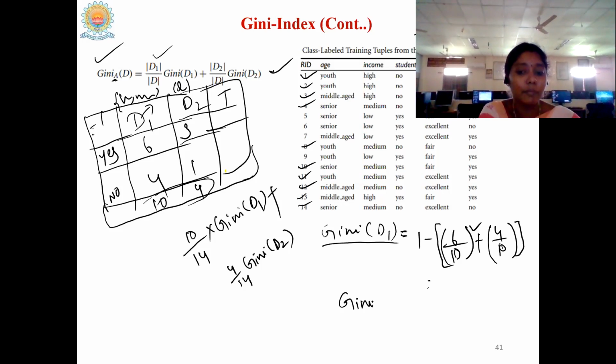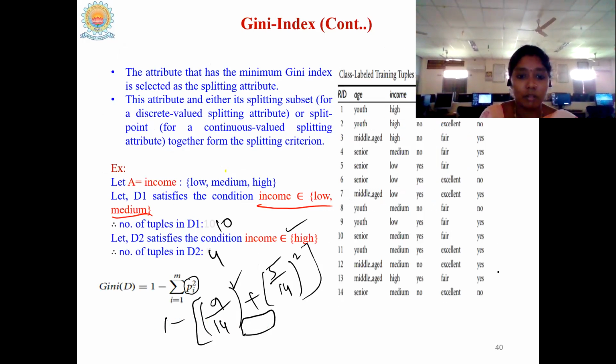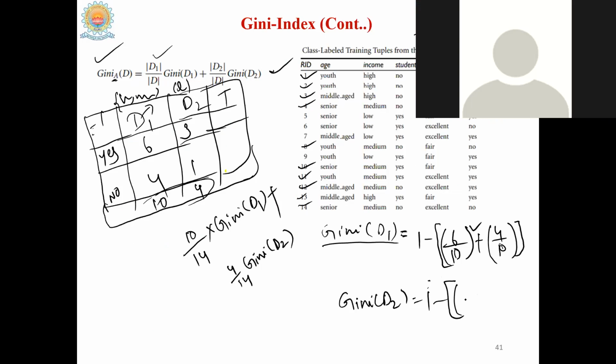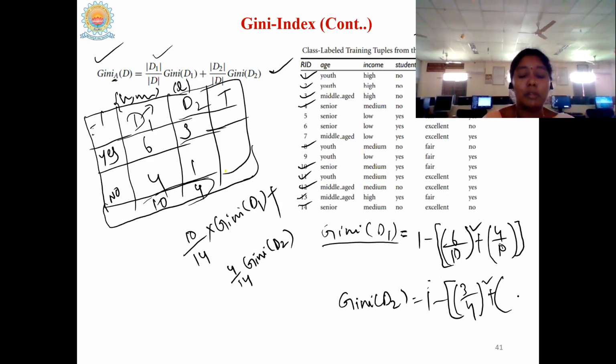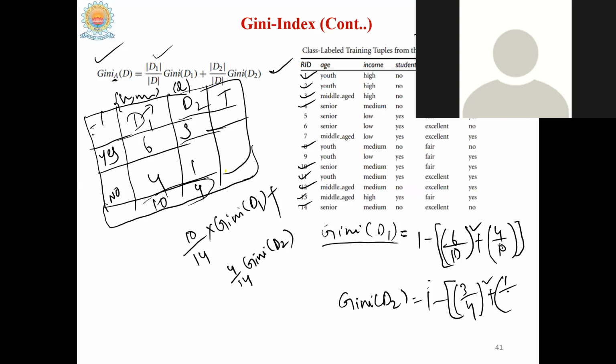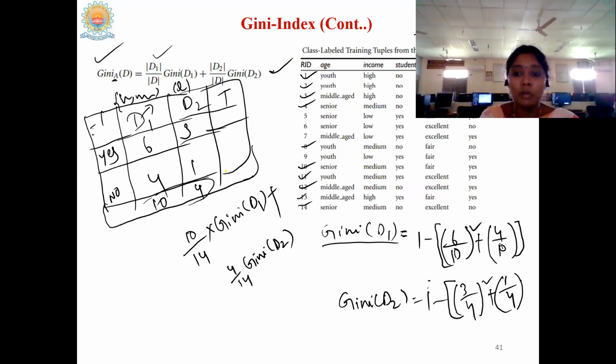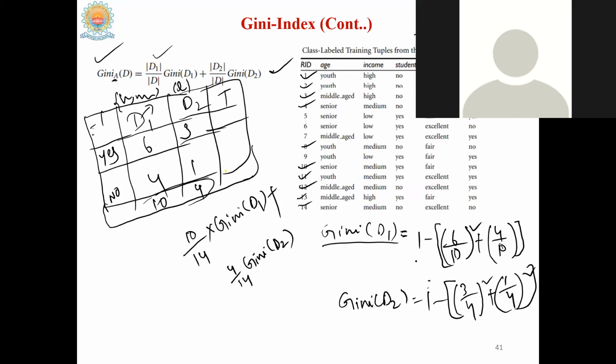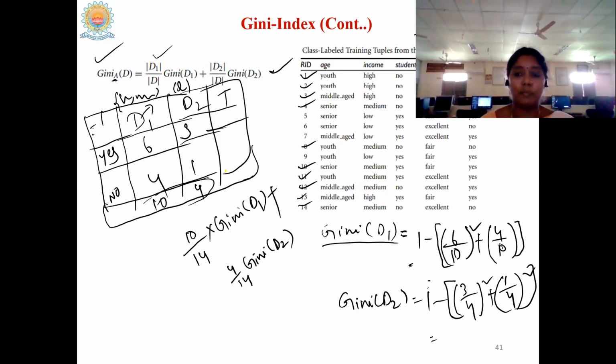Similarly, GINI index of D2. Tell me. 3 by 4 whole square plus 1 by 4. Very good. Let me just write it. 3 by 4 whole square plus 1 by 4 whole square. Okay. Thank you. So now we need to calculate the final value.